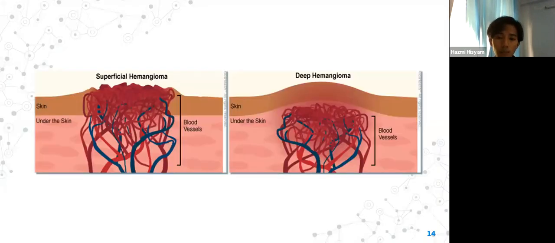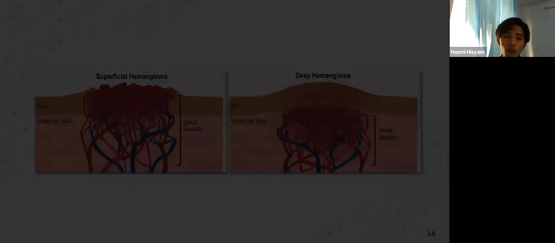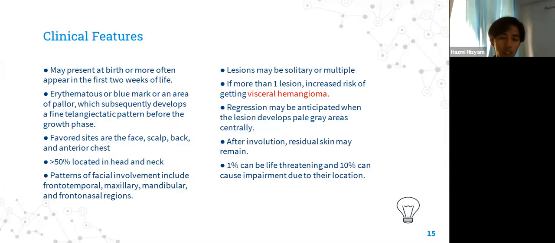So this diagram will show you how to appreciate the superficial and deep hemangioma. So you can see for superficial, it occurs on the skin, and for deep, it is beneath the skin, with skin overlying the mass. So next, we move to the clinical features.